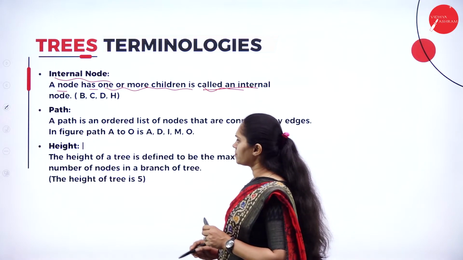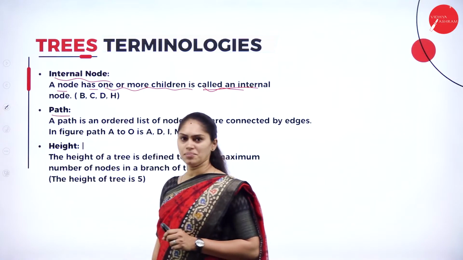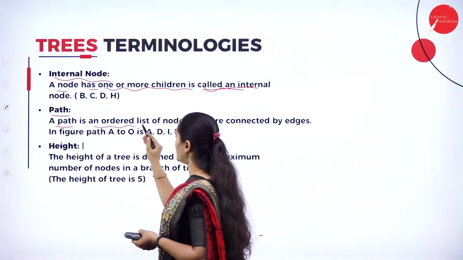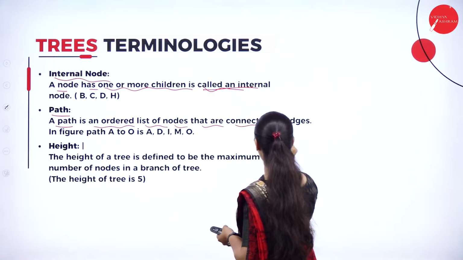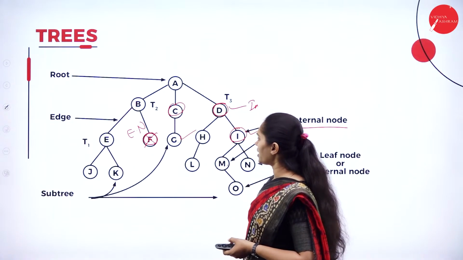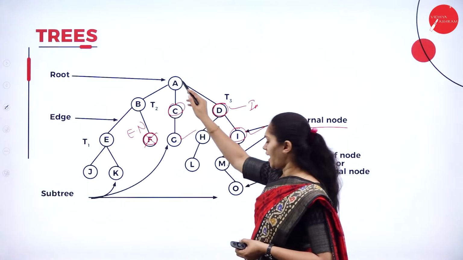Next, what do you mean by path here? Path is a way. So, a way from where? A path is an ordered list of nodes that are connected by edges. So if you consider the path, how can I reach from A to O?